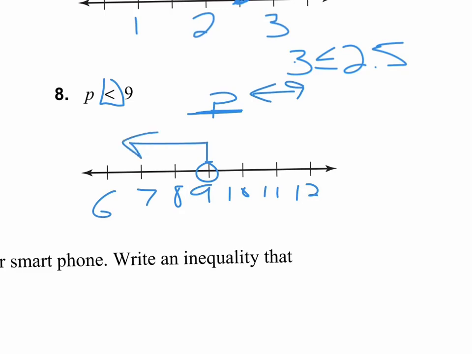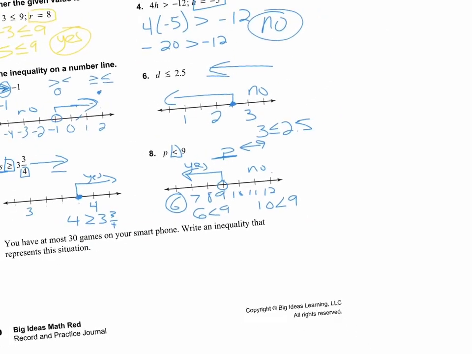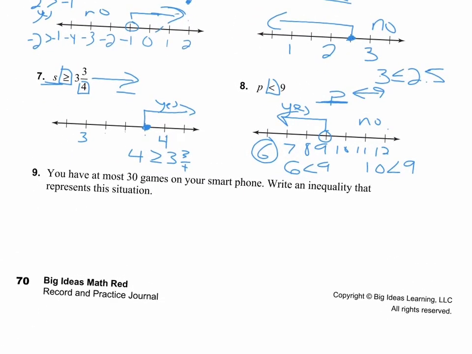Let's go ahead and check that. So I'm going to pick a number on this side. Let's pick 6. Is 6 less than 9? Yes, so it would go this way. If you pick something over here, 10 is less than 9, it would be no. So it would not go that way, okay? So there's 2 different ways of doing it. As long as the variable is on the left, you can use the arrow rule. If not, you need to check which way it would go.